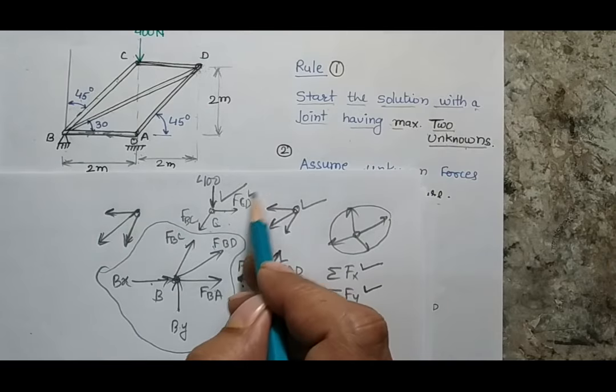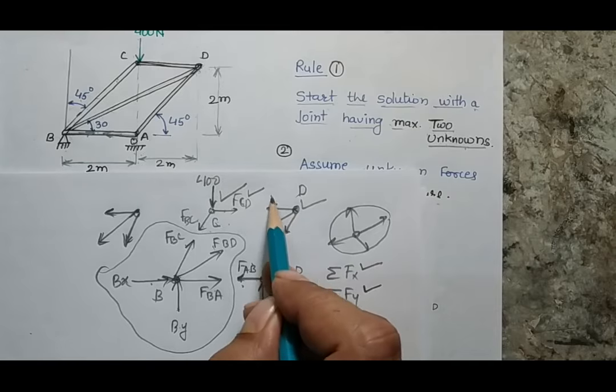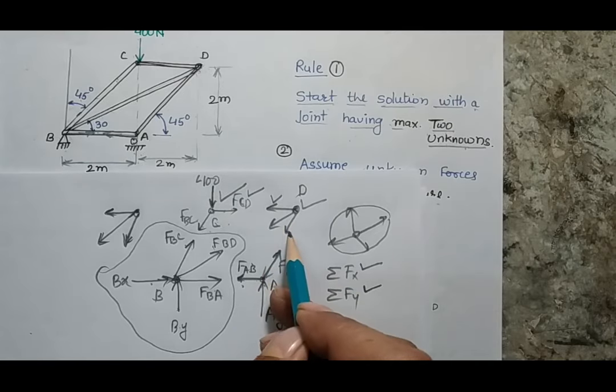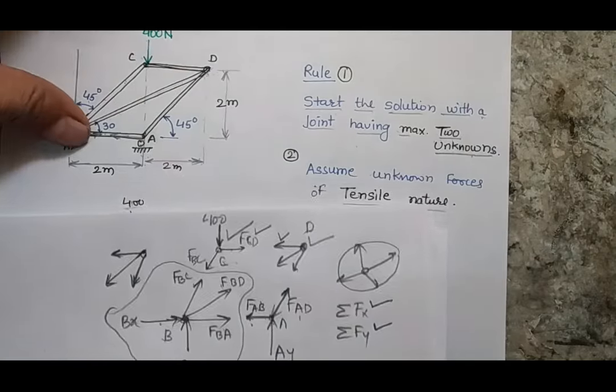Once I am ready with these two forces, either I can move here or here, because if I know FCD, I will go and solve the free body diagram of joint D. So this will be known for me in that case, and these two will be unknown. In a similar way, I can sequentially move and solve all the points to get the unknowns of all the points. So now let's start the problem.